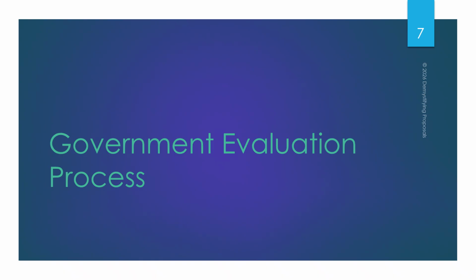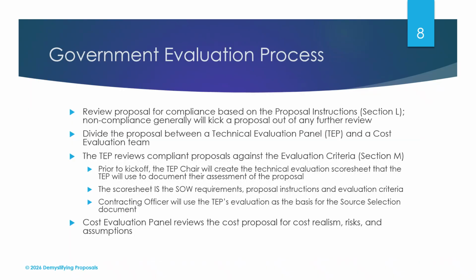Next, we're going to talk a little bit about the government evaluation process. So when we're talking about proposals, we talk about compliant and responsive and compelling. The government, that doesn't mean anything to them. They don't think that way, except for compliance. They do actually think about compliance. So one of the first things that they're going to do when they sit down to evaluate your proposal is they're going to look at the proposal instructions. They're going to look at your proposal, and they're going to make sure that you've addressed everything they've asked you to address in the way that they've asked you to address it. If you have something that's non-compliant, you will generally be kicked out of any further review.